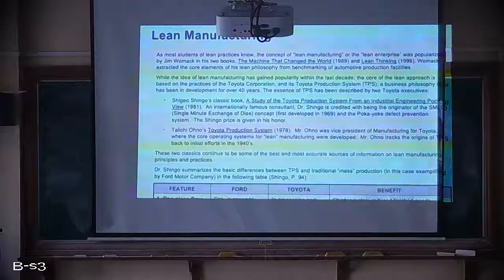Shingo's classical book, A Study of the Toyota Production System from an Industrial Engineering Point of View, 1981. An internationally famous consultant, Dr. Shingo is credited with being the originator of SMED, the single minute exchange of die concept, and the poka-yoke defect prevention system. The Shingo Prize is given in his honor. So they also introduced a prize in honor of Shingo.